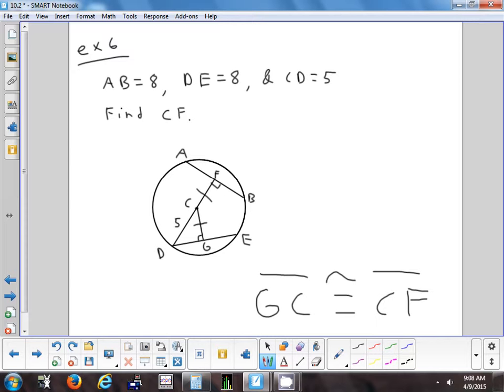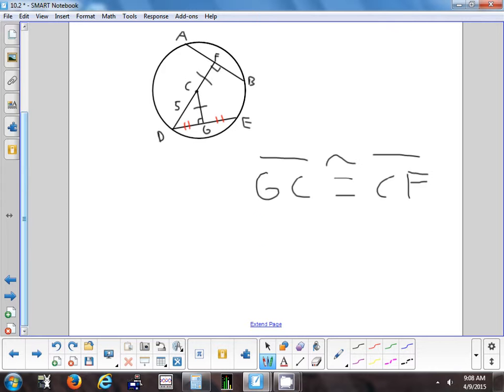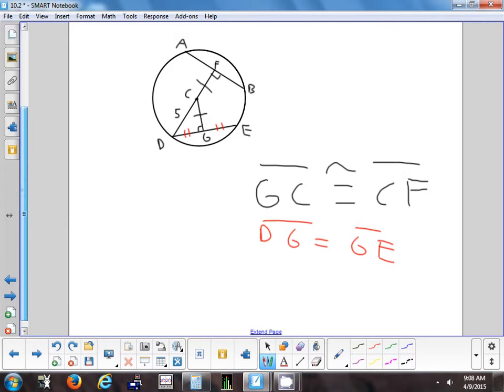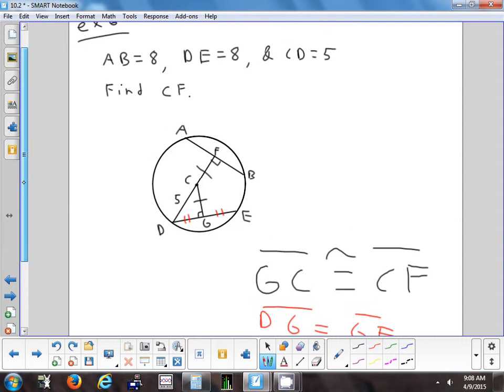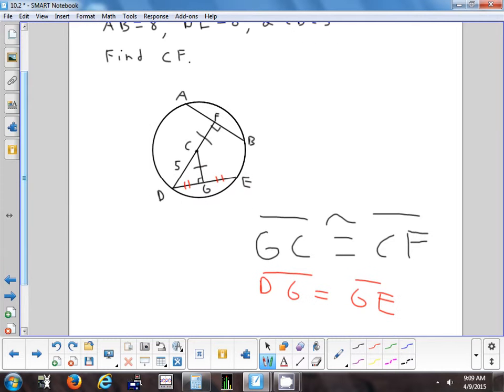What did we say earlier? If you have a diameter and a chord that are perpendicular, that cuts the chord in half. So now we know DG and GE are the same. So we know AF and FB are the same too. How long is DE? 8. So how long is DG? 4.